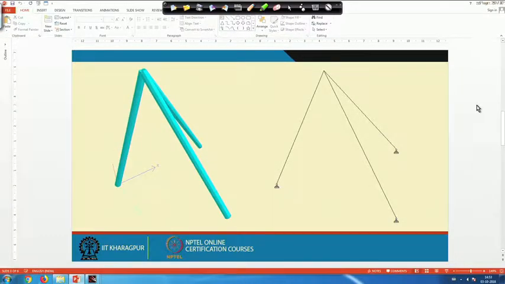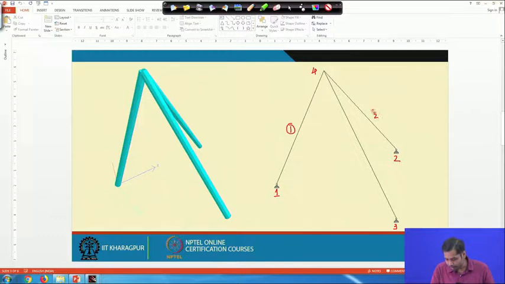When we have a problem, the first thing we have to do is give the numbering of the nodes. Suppose this is node number 1, this is node number 2, this is node number 3 and this is node number 4. And the members are member number 1, member number 2 and member number 3. Member 1 is connected between node 1 and 4, member 2 is between 2 and 4, member 3 is between 3 and 4.